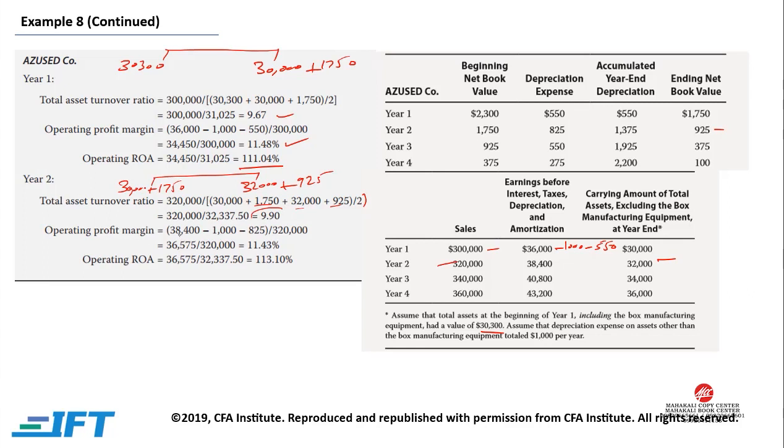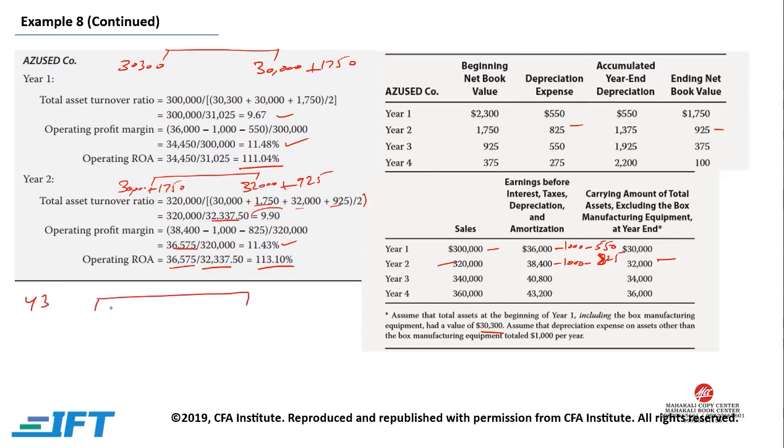And for operating profit margin, we need to find out EBIT first. So EBIT would be 38,400 minus 1,000 minus your depreciation, that is your 825, and we get 36,575. And your revenue is again 320,000. So we get an operating profit margin of 11.43. Return on asset is your EBIT divided by average total assets. So EBIT 36,575 divided by 32,337.5 as your average asset. That gives us approximately 113%.